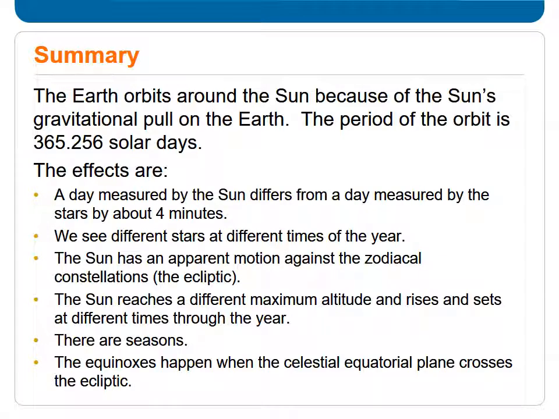In summary, the Earth orbits around the sun because of the sun's gravitational pull on Earth. The period of the orbit is 365.256 solar days. The effects are that a day measured by the sun differs from a day measured by the stars by about 4 minutes. We see different stars at different times of the year. The sun has an apparent motion against the zodiacal constellations, which is called the ecliptic. The sun reaches a different maximum altitude and sets and rises at different times throughout the year. There are seasons. The equinoxes happen when the celestial equatorial plane crosses the ecliptic.